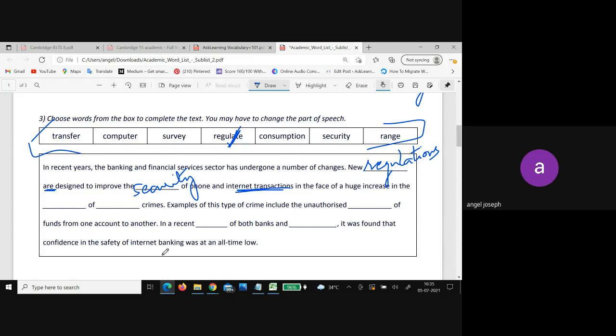In the dash of dash crimes. Survey of computer crimes. In the consumption of computer crimes? Consumption is something when we consume it, right? Okay. Computer crimes is correct.